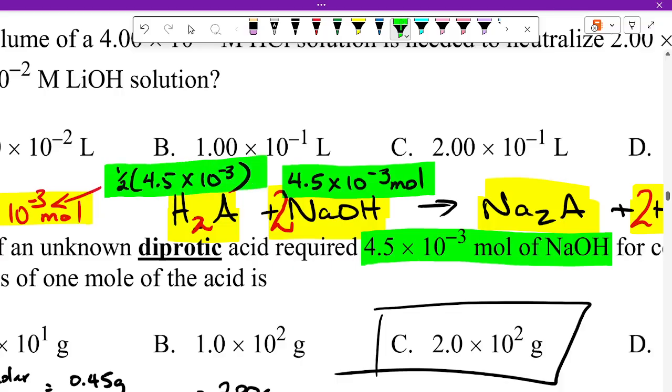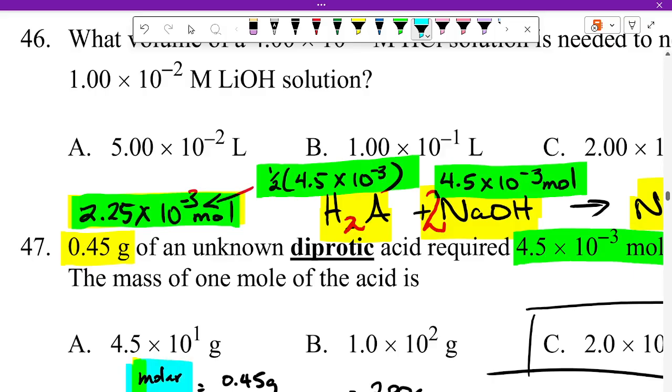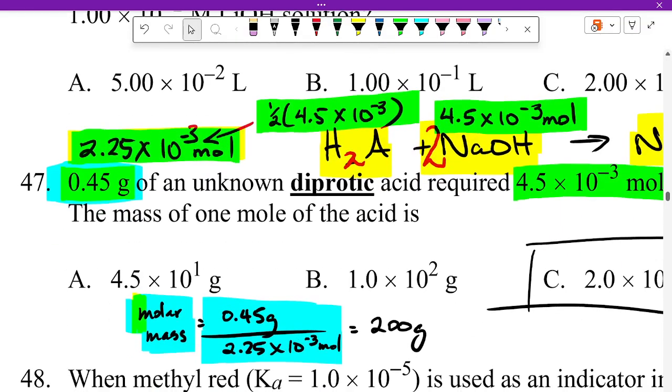Yes? And half of that gives us the value 2.25 times 10 to the minus 3 moles of H2A. Molar mass, then, we're going to take our 0.45 grams and divide by the moles of that acid, and we get 200 grams.